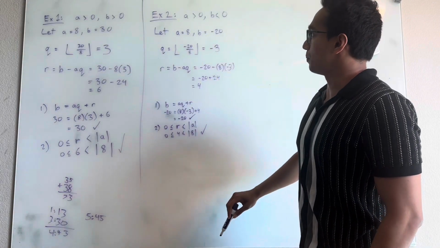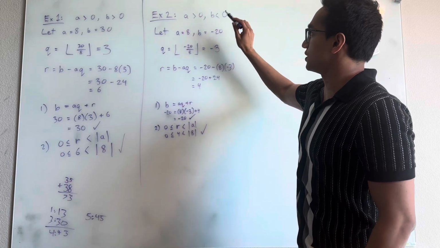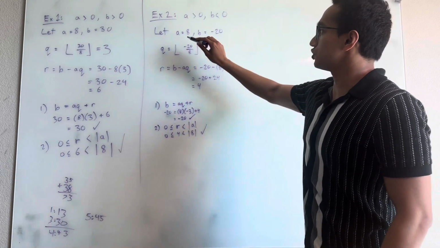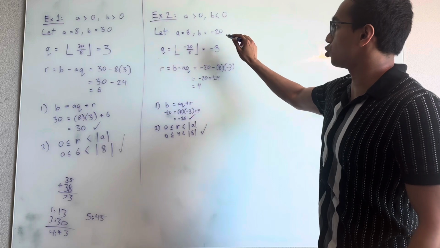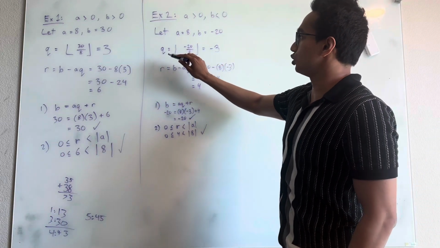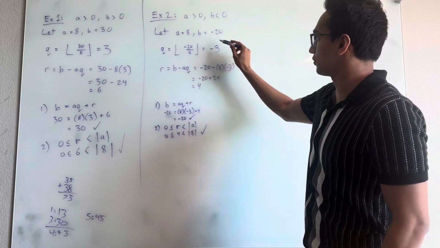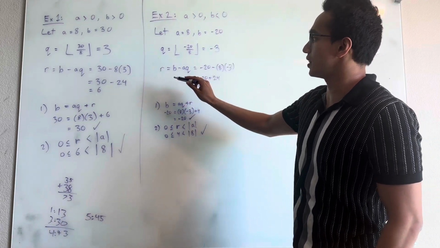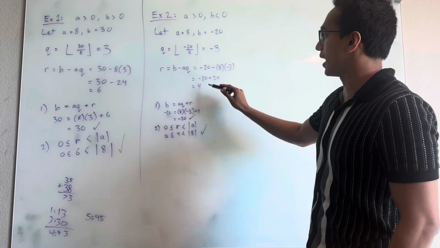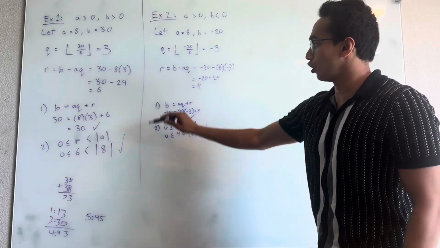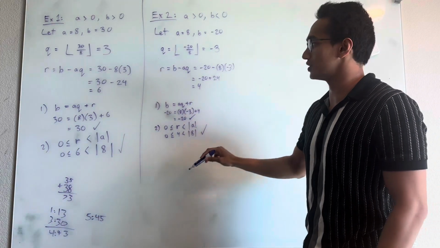Let's do another example, but where b is less than 0. So a will still be 8, but this time b will be negative 20. To find q, we can do negative 20 divided by 8 and take the floor of that, and then we get negative 3. And then using the same method, we can find r, and for that we get 4. And down below, we show that we have fulfilled the requirements of the division algorithm.